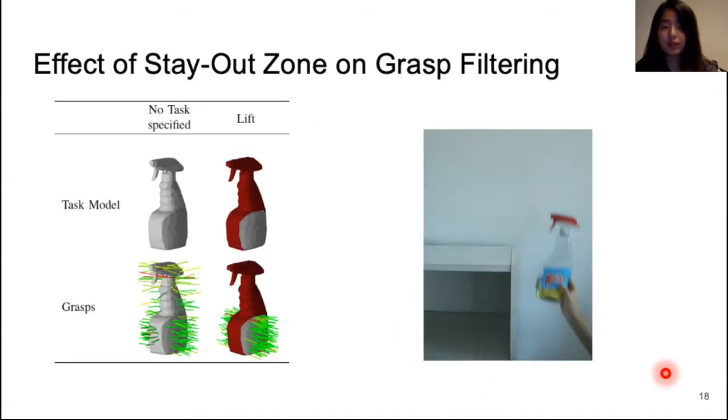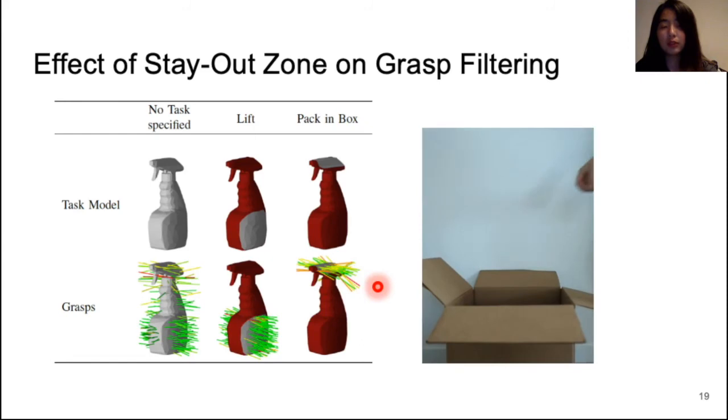Here, we show the effect of stay-out zones with a spray bottle. On the left, we can see the grasp generated when there is no task specified. On the right, there's a demonstration of grasping a spray bottle to lift it up. With the lifting task, we specify a stay-out area on top and on the sides of the bottle. Then the grasp analysis can generate robust grasps in desired contact locations.